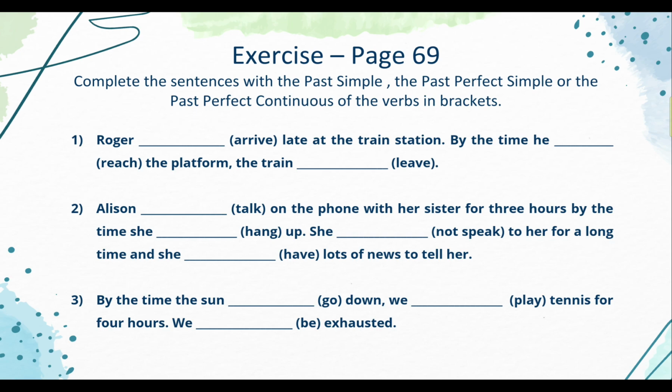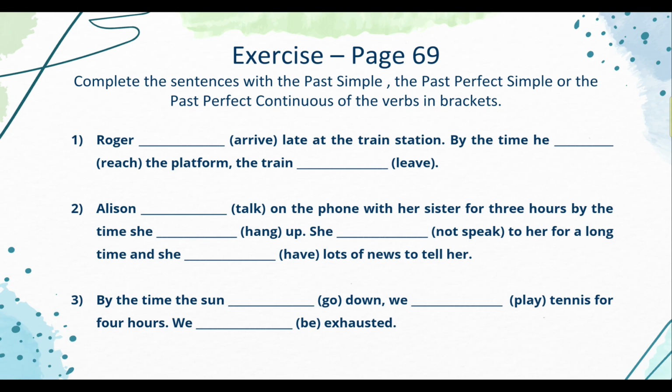If it has two actions, kalau ada dua, you have to see which one happens first. The action that happened first has to be in past perfect. And if it's continuous, it has to be in past perfect continuous. Okay, I will help you with number 1.